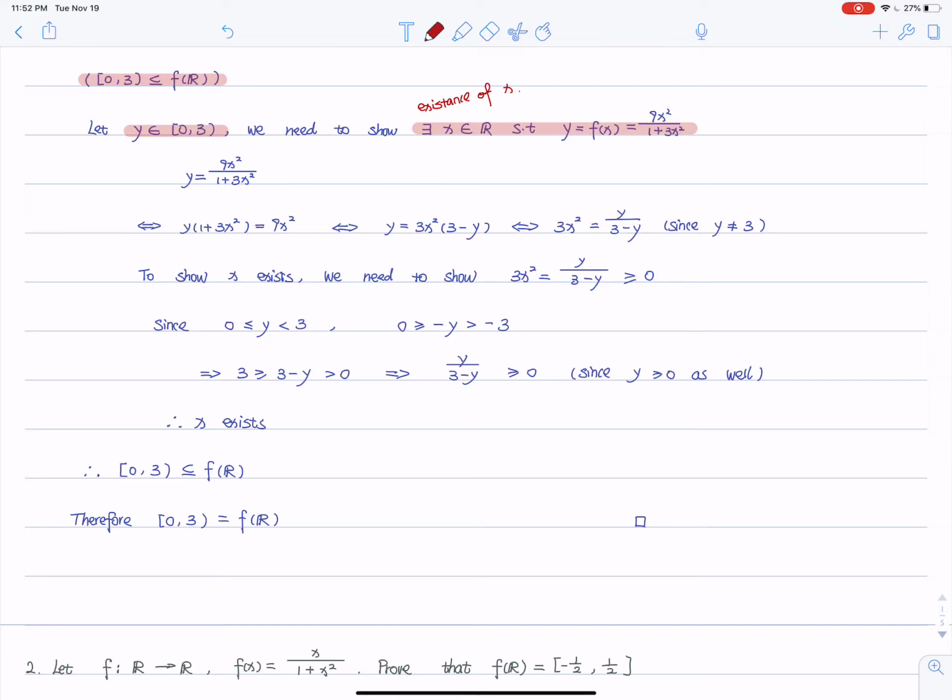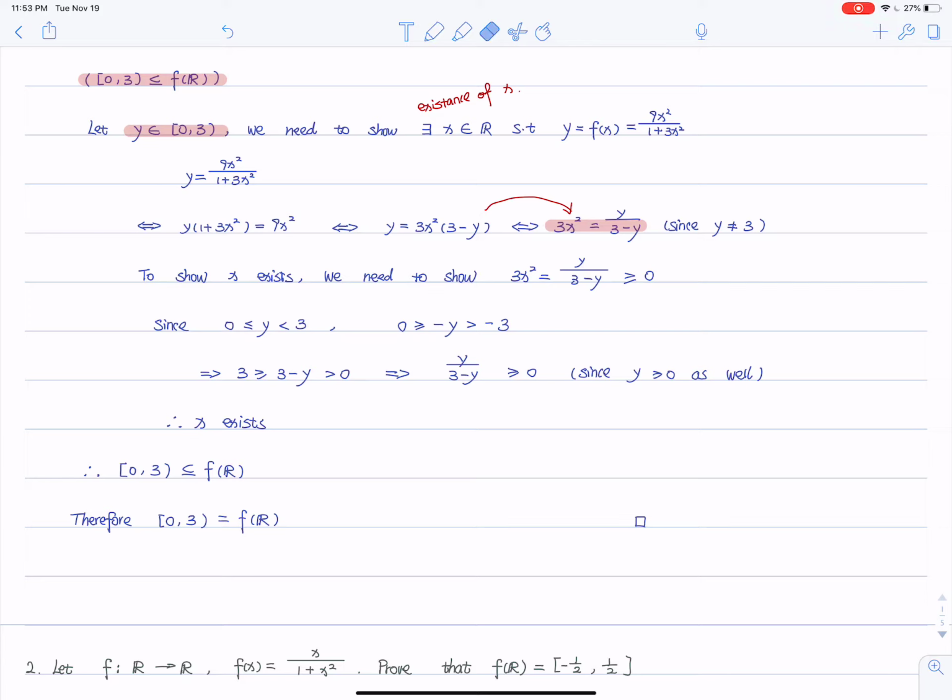And we have this equation here. So I want to rearrange it to isolate x. Okay, so this is what I did here. This is just rearrangement to isolate x because I want to show x exists, okay? So we do a little bit of manipulation and eventually we'll get this step: 3x squared equals y over 3 minus y. Notice that from this step to this step, we divided by 3 minus y. We can do that because we know y cannot be 3, okay?